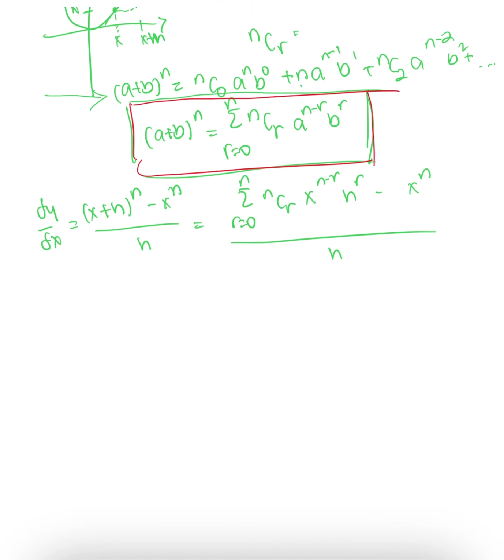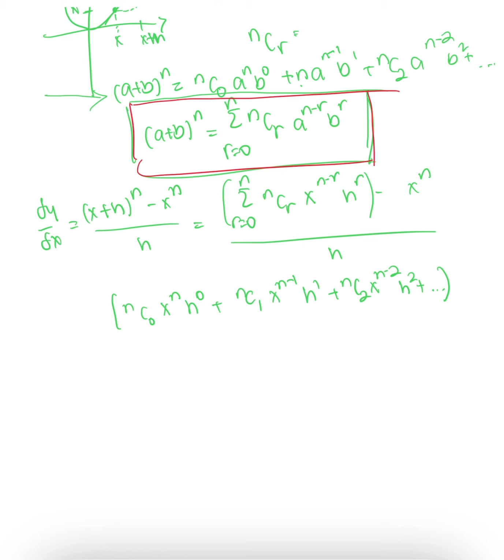Now, if you expand this, the first few terms: n choose 0, x to the power of n, h to the power of 0, plus n choose 1, x to the n minus 1, h to the power of 1, plus n choose 2, x to the n minus 2, h to the power of 2, plus dot dot dot. This is this term here.